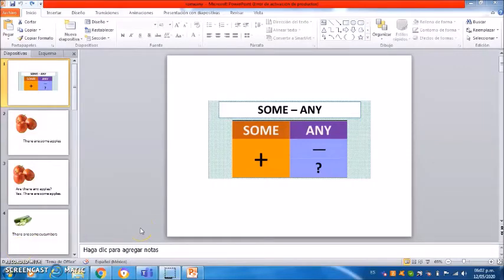Hello class, we're going to talk about using some or any to give information. Some is used when we have things, when we are sure that we have it. And any is used when we don't have it, when we have zero, and for questions.